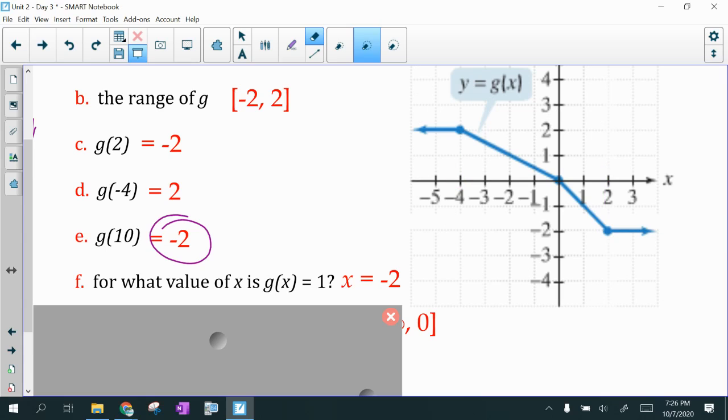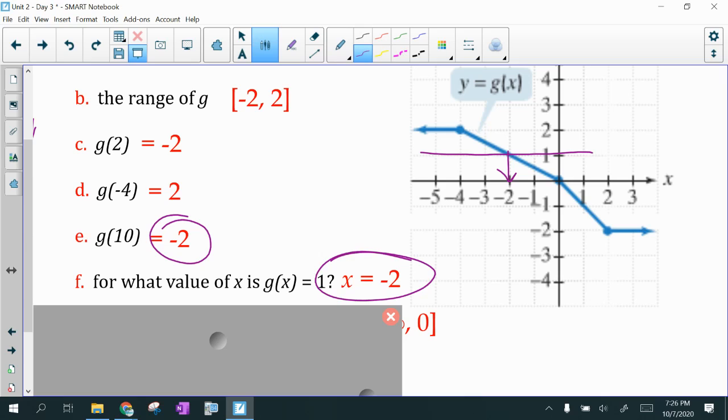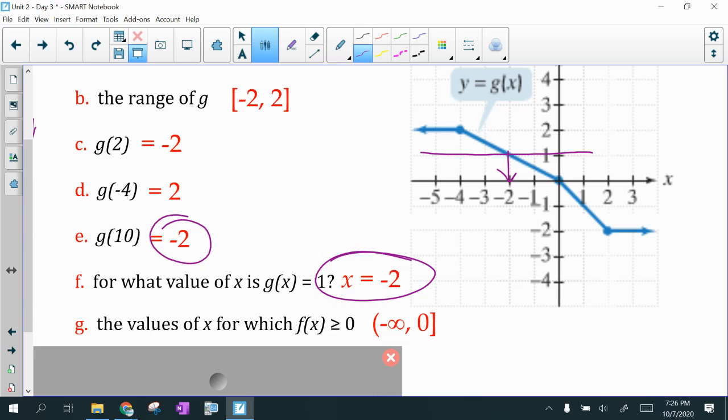For what value of x is g of x going to equal 1? Okay, in other words, what x value is going to get me a y-coordinate of 1? So I'm looking here and I'm going to say, well, my y-coordinate of 1 is there. What is the point at which I'm getting that x-coordinate? Oh, just like that.